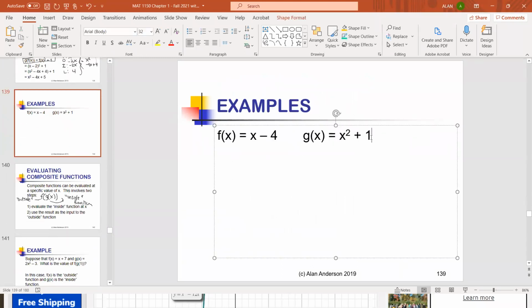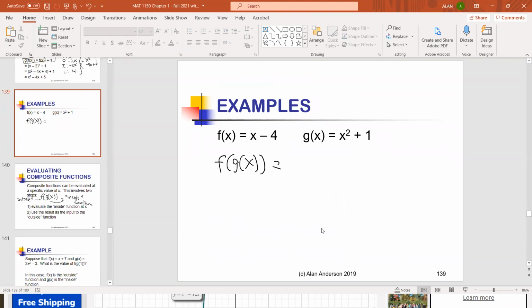So let's do this one together. How would you find f of g of x? Okay, what should I do? Go ahead, Fernando. Would you need to take the equation for g and combine it with f, like the x within the formula? Yes. So in other words, I'll have g of x minus 4.